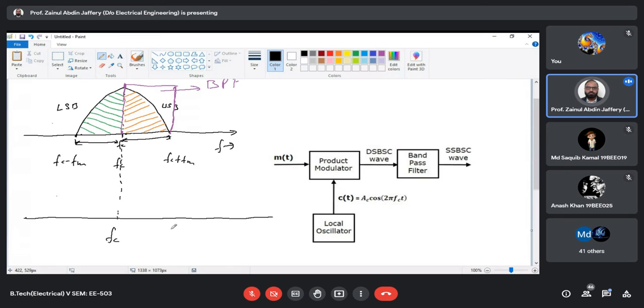Right, this is your FC, and this is your FC plus FM, right? So you will get this output. Okay.